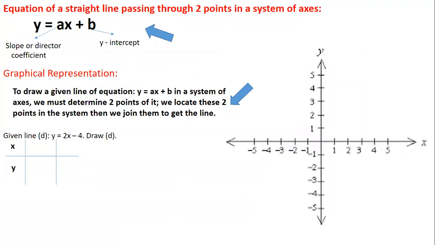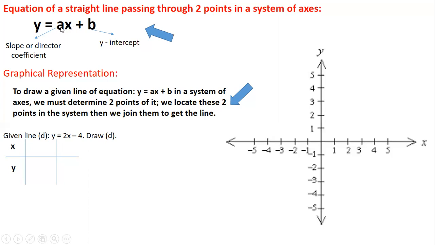Then we started talking about a straight line in a system of axes. We said in a system of axes, we have straight lines. Any line should have an equation, and the equation of a line in a system of axes should be written in this form: y equal ax plus b.